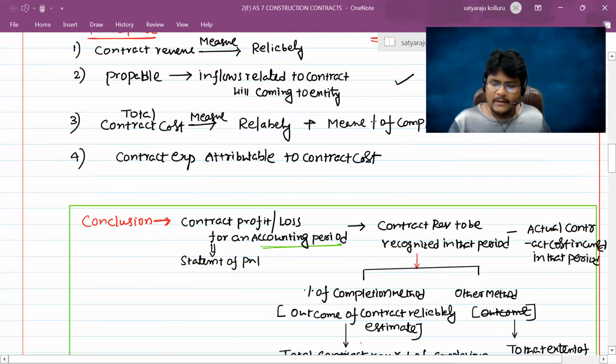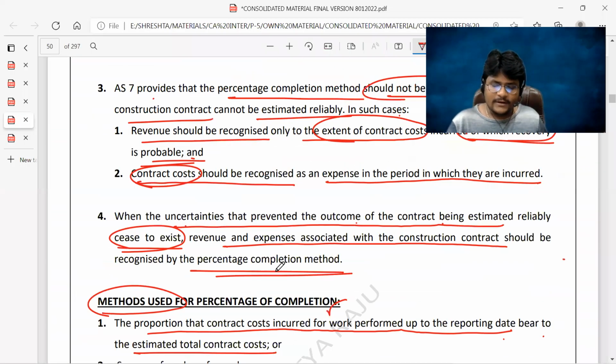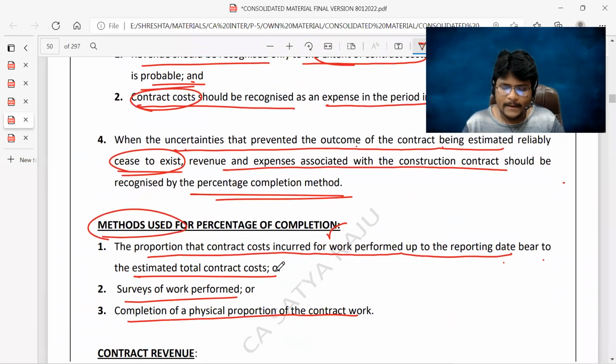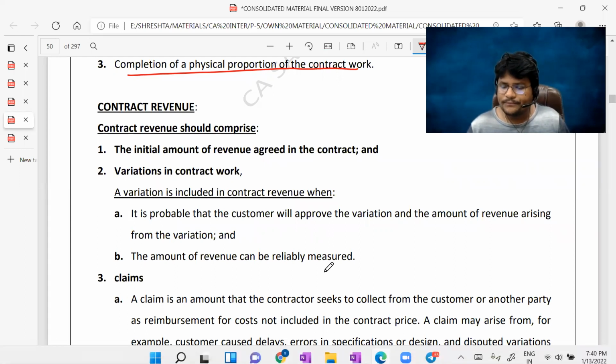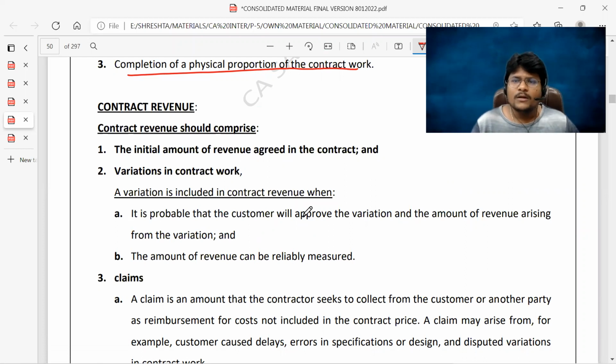Okay. Then all of you please concentrate here. Now you have a little idea of how we generally calculate the contract profit or loss related to a specific accounting period. Now we will discuss some important aspects related to both contract revenue and contract cost. I will discuss that in the next video lecture.